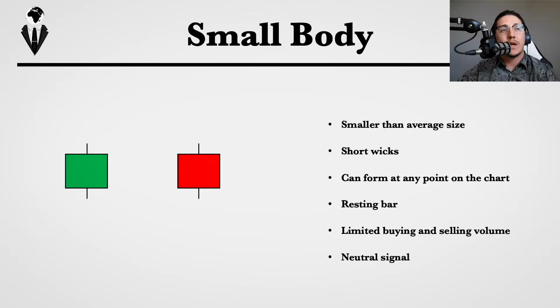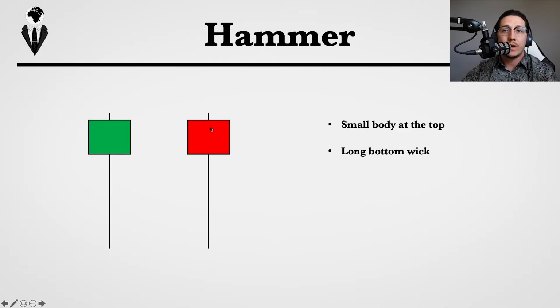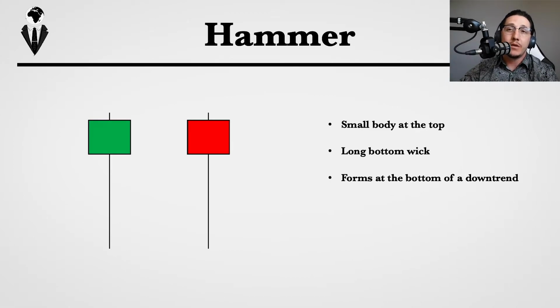All right, so the next one we're going to look at is called a hammer candle. So this one, you're going to notice it does kind of represent a hammer. It's going to have a very small body at the top of the candle. And then you're going to notice as well that it has a long wick at the bottom. This is very important when you're trading this candle right here. It has to have that long wick at the bottom. So usually this forms at the bottom of a downtrend, representing that sellers have been in control for a while. But as you can see, buyers are beginning to regain control.